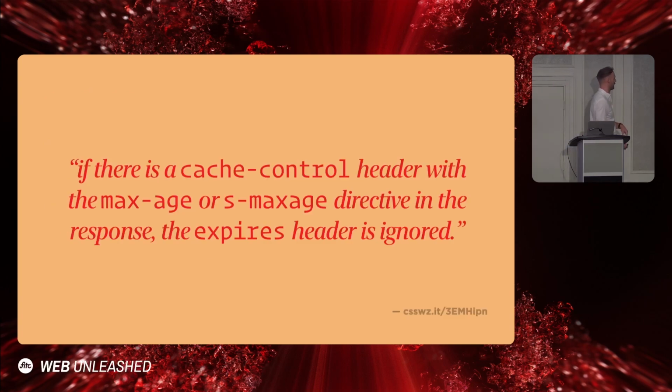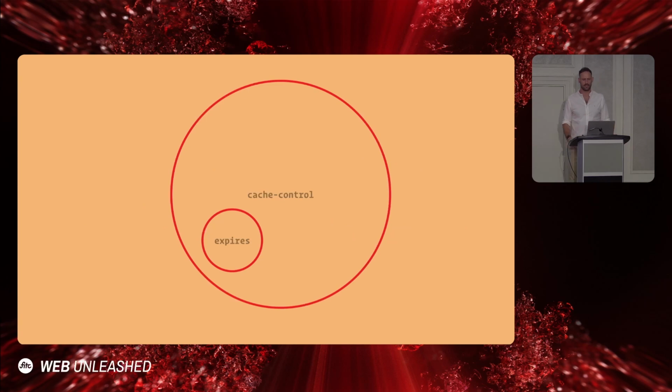It even says in the spec, if there is a cache control header with a max age or smax age, Expires is ignored. So again, it's not harmful and it will just be discarded, but we might as well get rid. One way I like to think about it is cache control does everything Expires does and way more. One of the primary benefits of cache control: extensible by design.